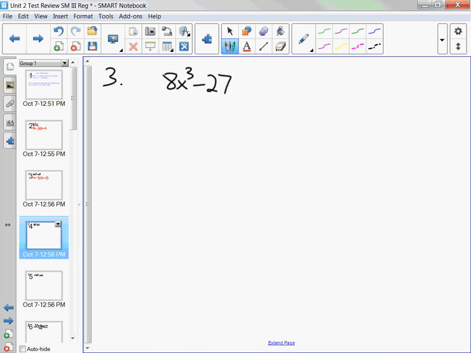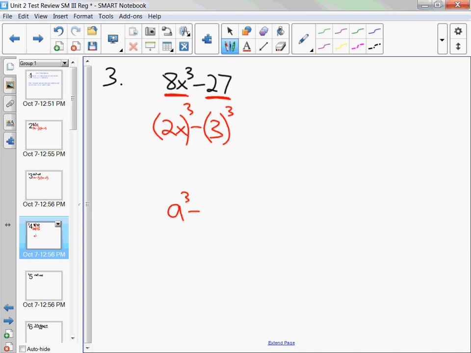Okay, problem number 3 is a special type of factoring called a difference of 2 cubes. First of all, we are going to find the cube root of 8x cubed. The cube root of 8 is 2. And the cube root of x cubed is x. And then we're going to find the cube root of 27. The cube root of 27 is 3. Now we have a formula. So this right here is really 2x cubed minus 3 cubed. If we break 8x cubed down into its cube root and 27 down into its cube root, we have a formula for factoring a difference of 2 cubes.